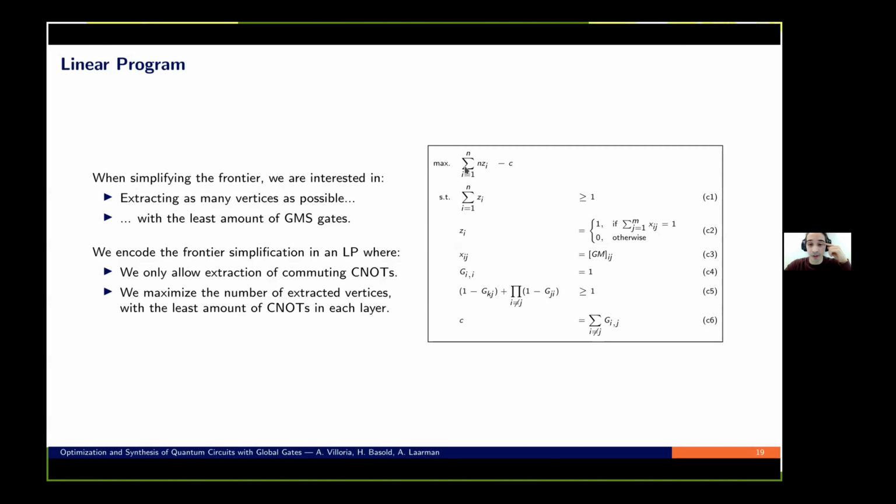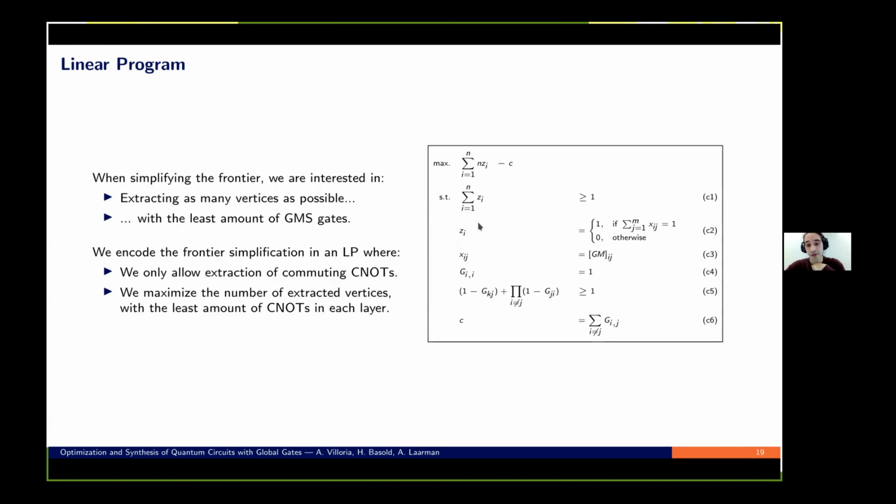Here, the maximization part means that we have a penalty C, which is the number of CNOTs that we're applying. And then the sum basically sums this binary variable set I that counts the number of extractable vertices, which we enforce to be at least 1. We know that this can be solved because we have seen before that all you need is a fan-out at least to extract one vertex. So there will always be a solution to this problem.